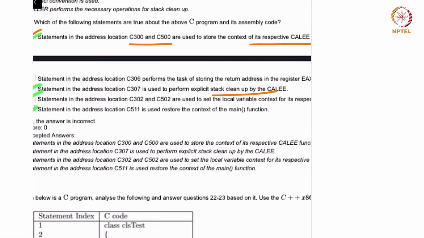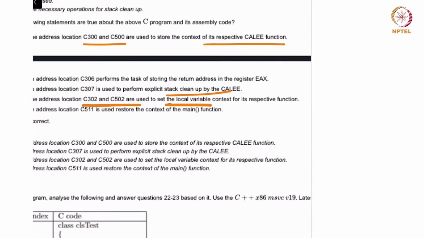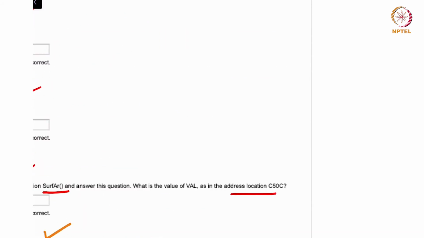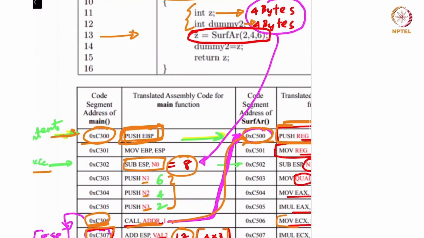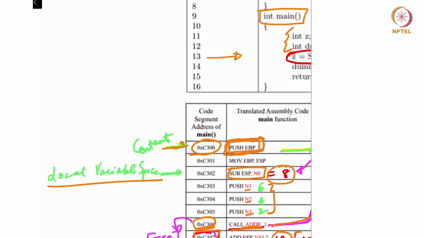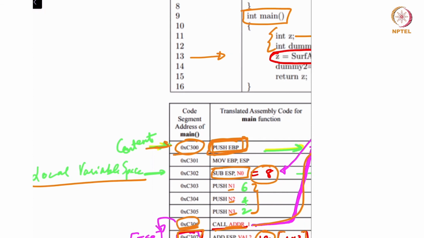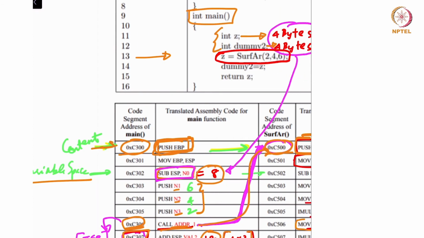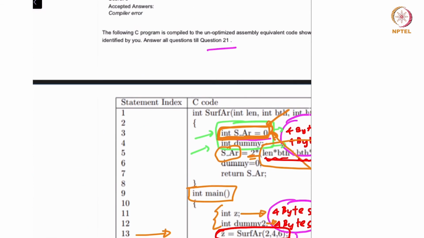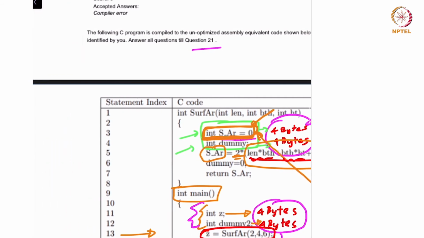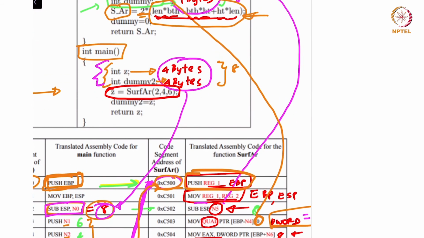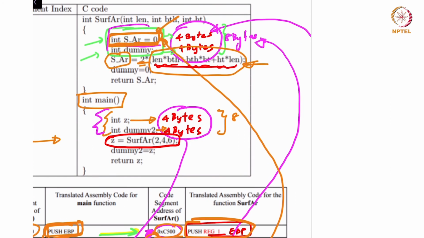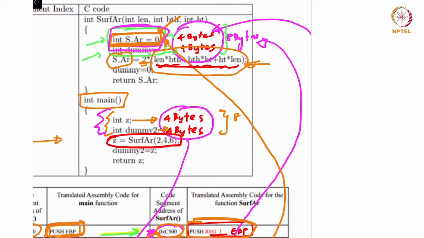Statement in the address location C302 and C502 are used to set up the local variable context for its respective function. Is that right? Yes, that is right, because if you look at this, you have sub ESP, 8, which sets the local variable space for main, and here sub ESP, N5, which is the local variable space of this function, which is 2 variables, which is 8 bytes.